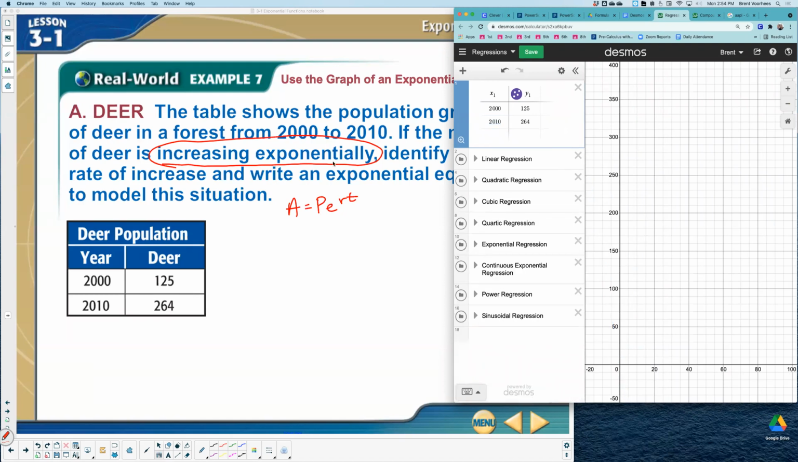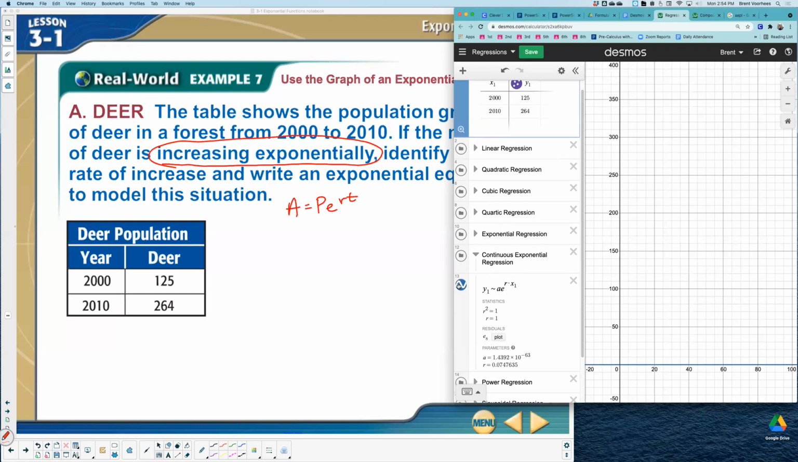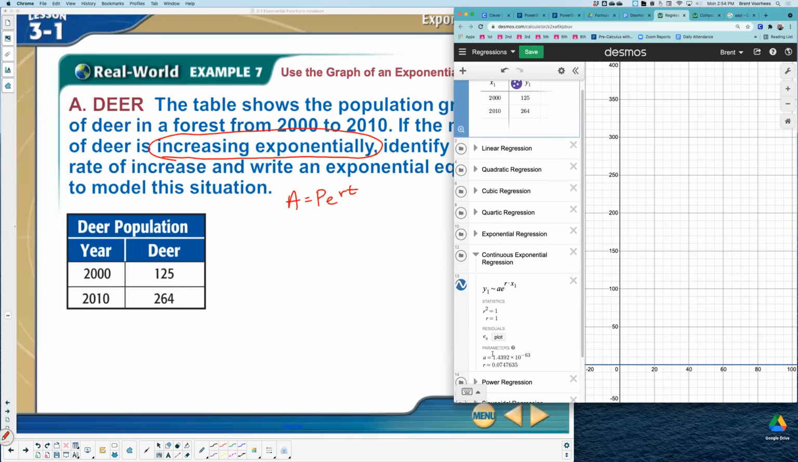And it says it's increasing exponentially, which means continuous or exponential. I need to go to that one there, not the one above. This would be Pert. And so I click this one, and this would give me my answer here.